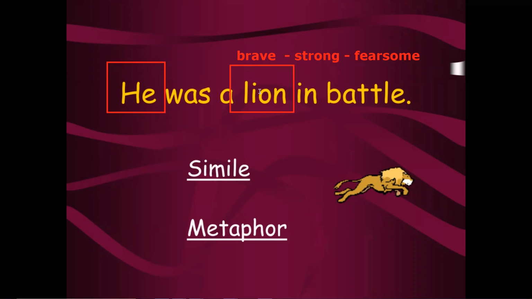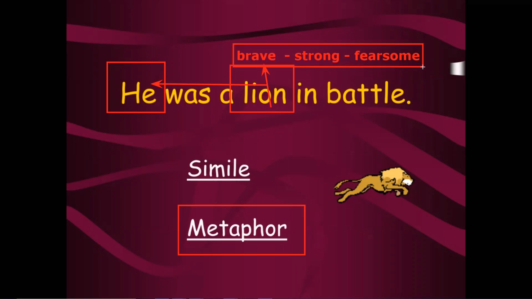So all of these characteristics of a lion are also characteristics of the man in the battle. He was brave, he was strong, he was fearsome, like the enemies were afraid of him. All right, so this is a metaphor. Very good. Why? First, I don't have the adjective. The adjectives, which are brave, strong, and fearsome, are not mentioned directly. And also we don't have as or like. This is very important. As or like is the key. Okay, next.